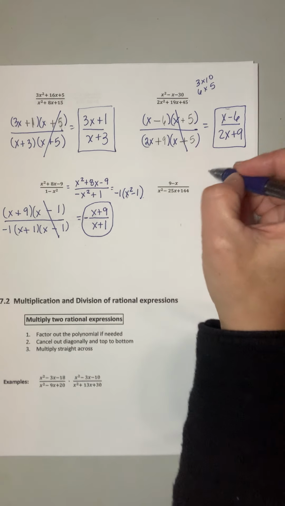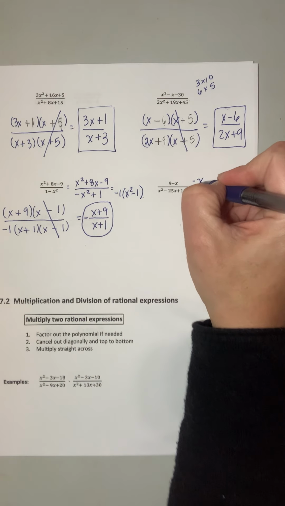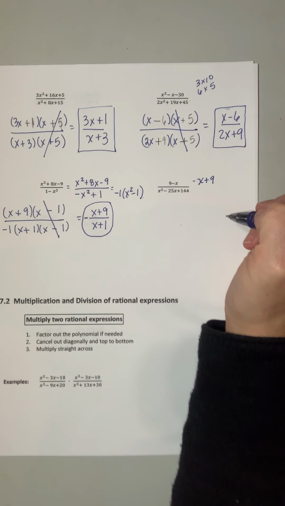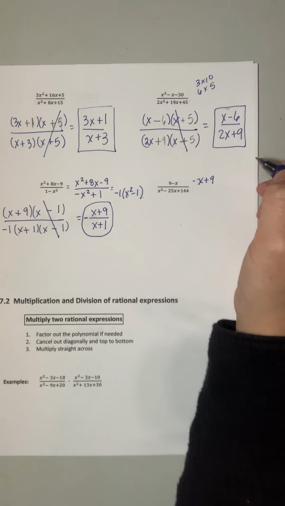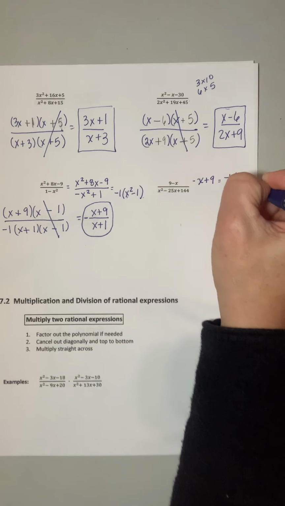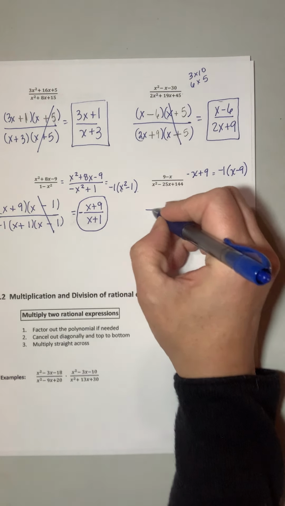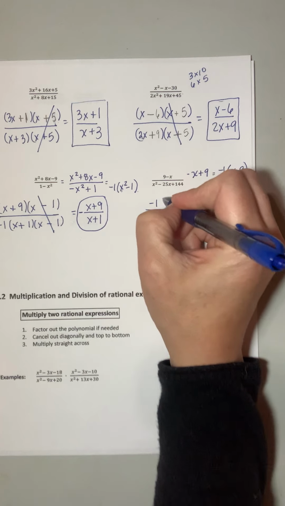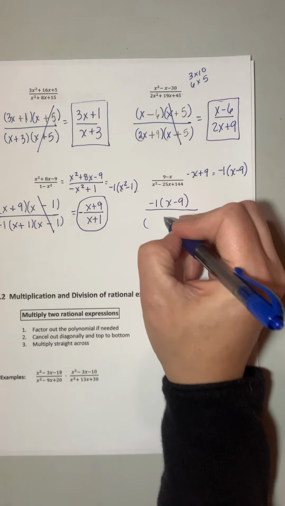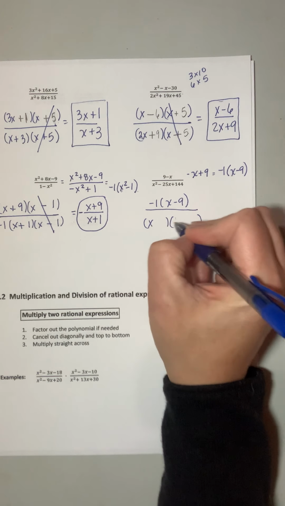All right, I'm going to flip my top one around to negative x plus 9. And I'm going to pull out that negative 1 to get x minus 9. So the top is actually going to stay that. But the bottom, I can factor.